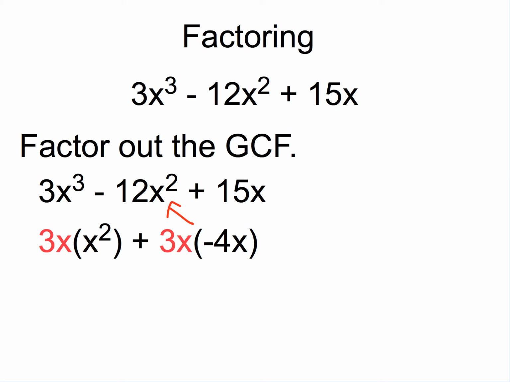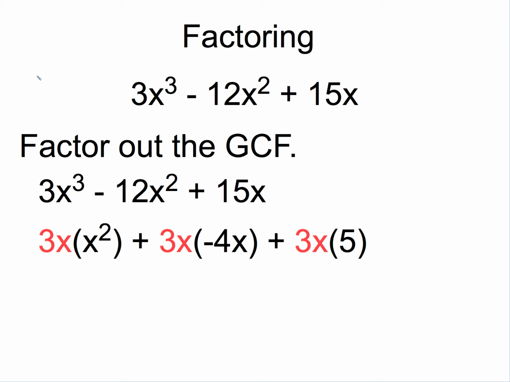And last, we want to factor out the 3x, this is positive, the 3x from the 15x. So what do we multiply times 3 to equal 15? That would be 5. And since there's one x that we pulled out and there was only one x here, it would simply be 3x times 5.